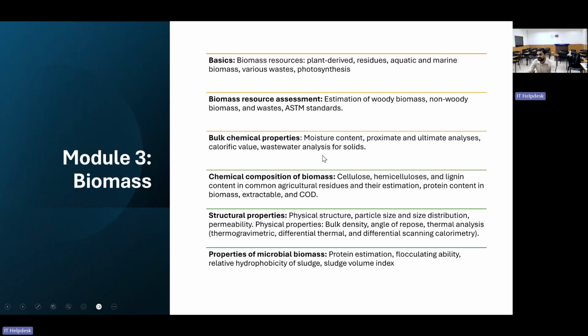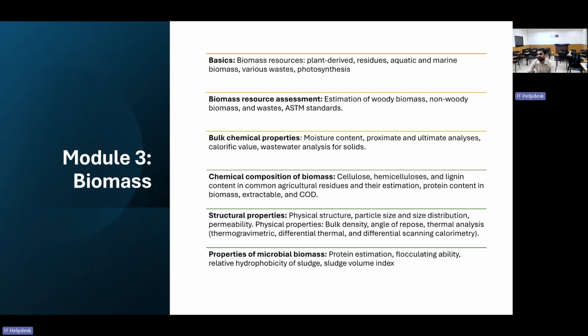Then we will discuss the structural properties, which include the particle structure, particle size, size distribution, permeability, and other physical properties like bulk density, angle of repose, and thermal analysis, which includes thermogravimetric analysis and differential scanning calorimetry.